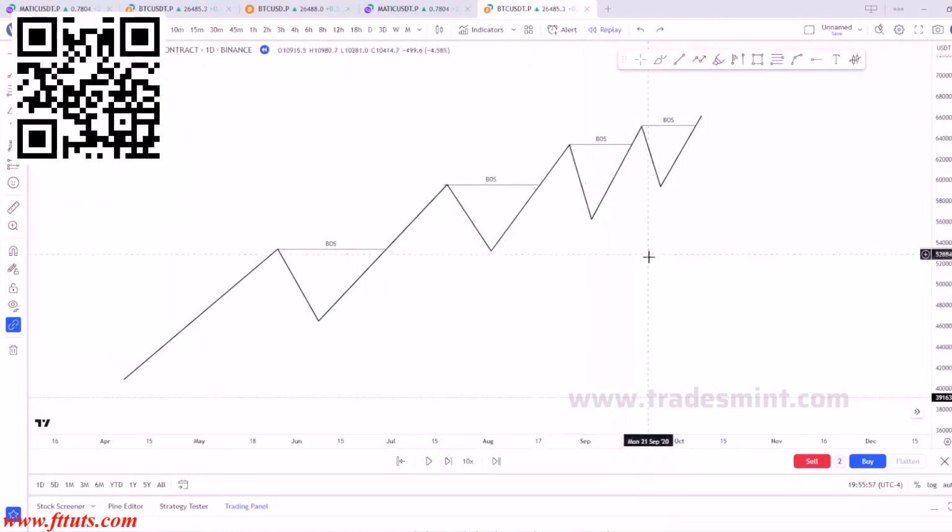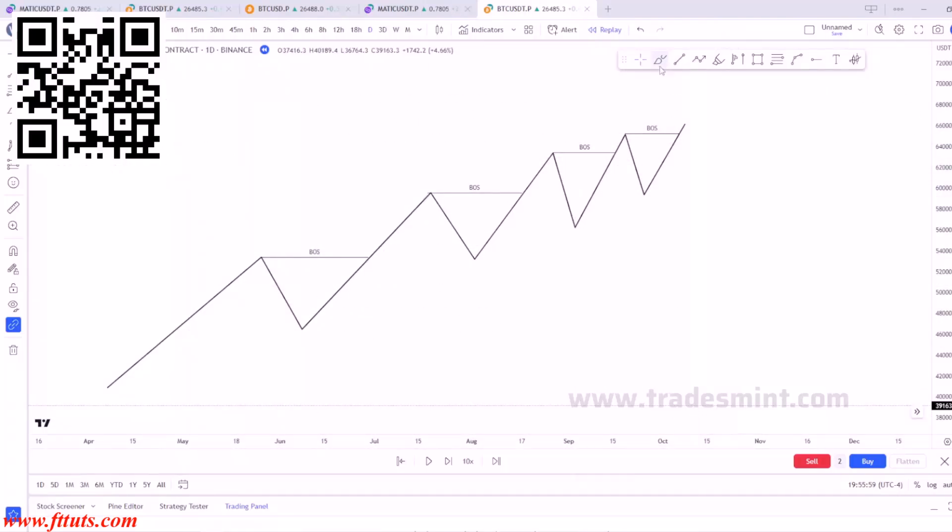So we have ourselves an uptrend. We can see the break-in structures. We use them to identify this is a solid trend. It's doing what it's supposed to do. We identified our areas of demand, which you will not be able to do just yet.